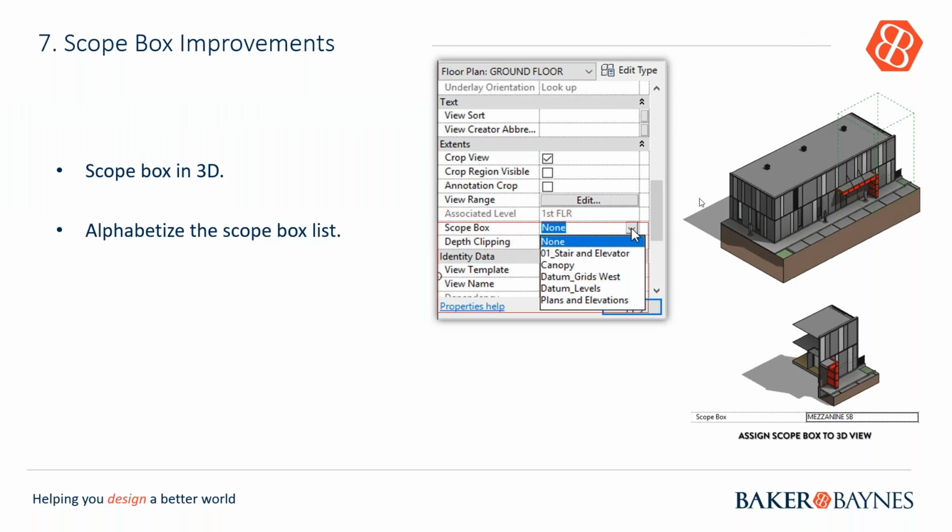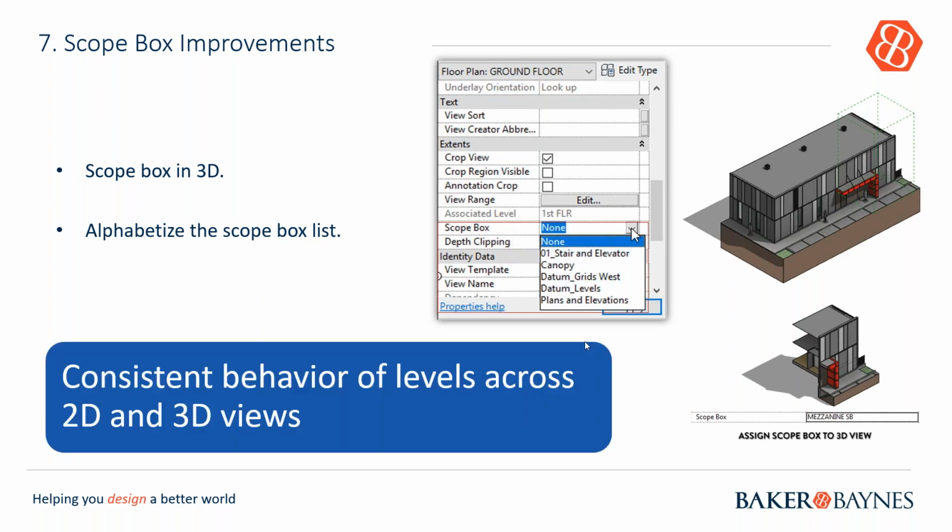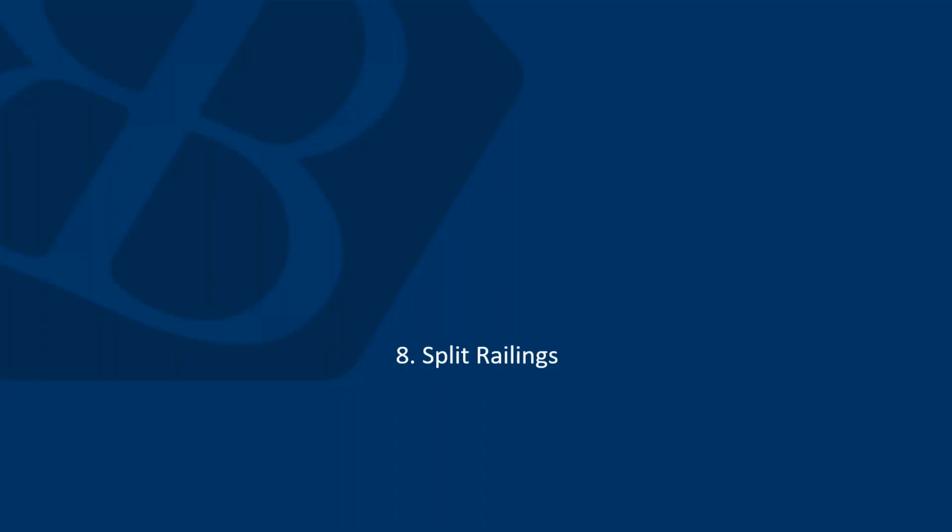Just minimize it. So you can see here, you can apply the scope box to your 3D view. There's also a list of scope boxes which is sorted alphanumerically. So you can now click the little drop down under your scope box that you can choose from. And what I like about this is that there's now a consistent behavior of levels across both 2D as well as 3D.